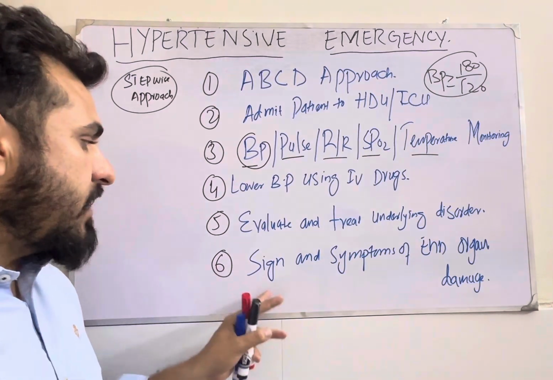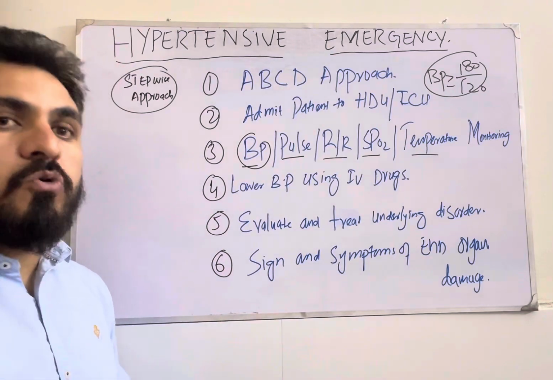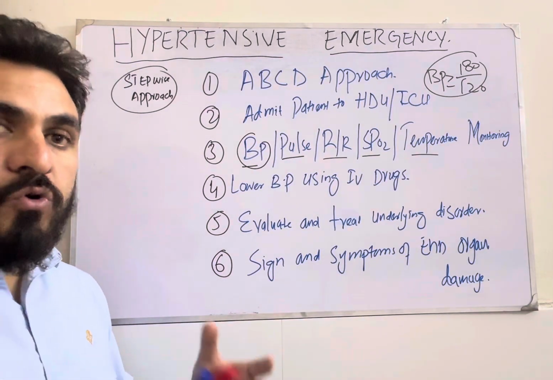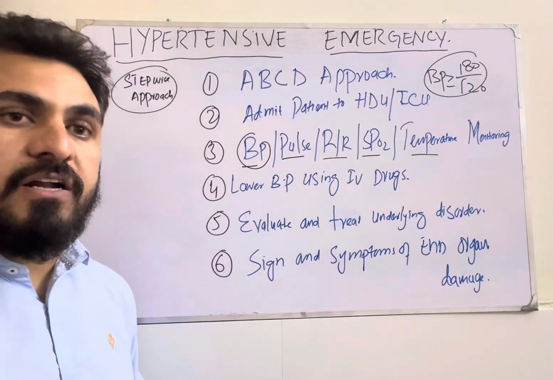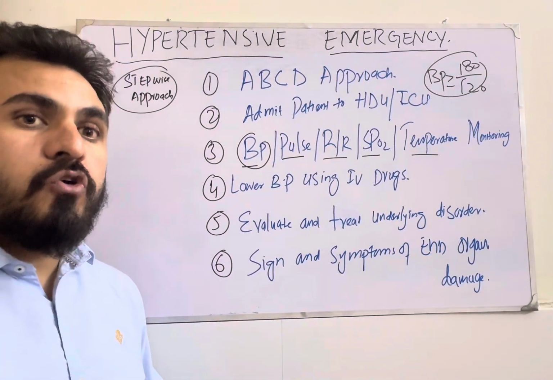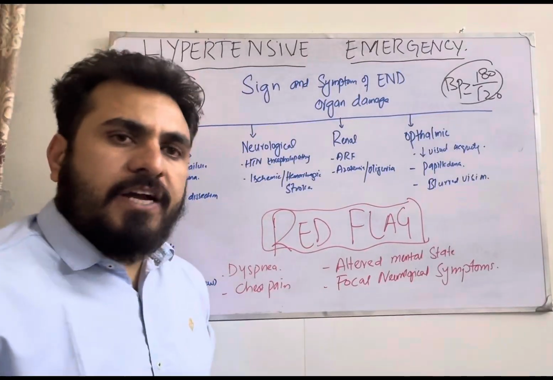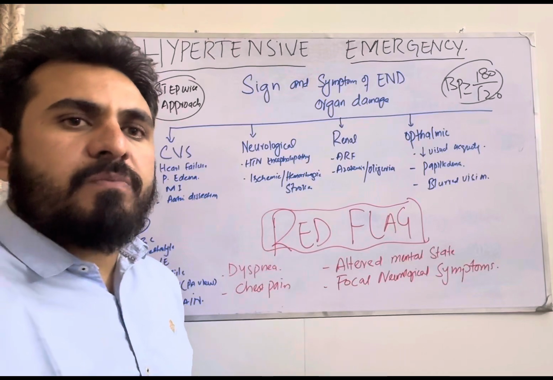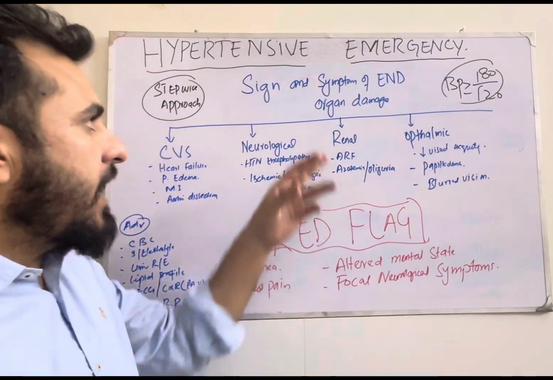And the sixth step is to look for signs and symptoms of end organ damage. Let's suppose a patient presents to you with hypertensive emergency, and now you are assessing whether the patient has end organ damage or not. If the patient has end organ damage, you will manage accordingly. It is very important to look for signs and symptoms of end organ damage. So we look at four organs, whether they are damaged or not.